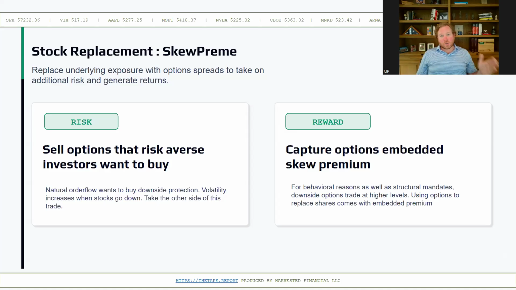So lower strikes typically have higher implied volatility. Strikes that are below the current stock price have higher volatility than strikes that are above the stock price. And the reasons for that are many, but briefly, there's the hedging demand. So, this point that natural order flow wants to buy downside protection. The risk you're taking here is that you're selling options that risk averse investors want to buy. So the risk averse investors want to buy protective puts to cover their standard long stock position. So that natural supply and demand is going to somewhat elevate the downside put options.